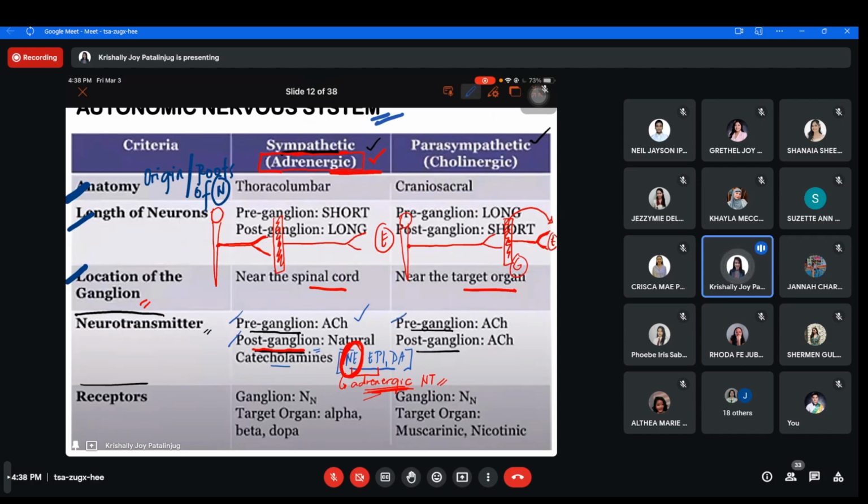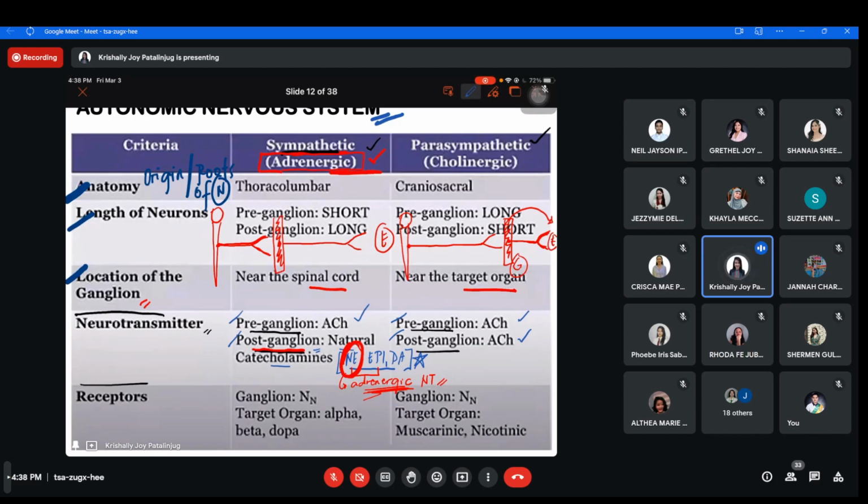Now, take note, both preganglionic, postganglionic neuron, they release the same neurotransmitter. It's acetylcholine. Kayo na magsulat sa buong word ha, sa notes nyo, it's acetylcholine. Including this one, yung mga natural catecholamines, sulat nyo yung buong word. Okay, buong pangalan. Akin lang yung abbreviation dyan. Okay, sige.